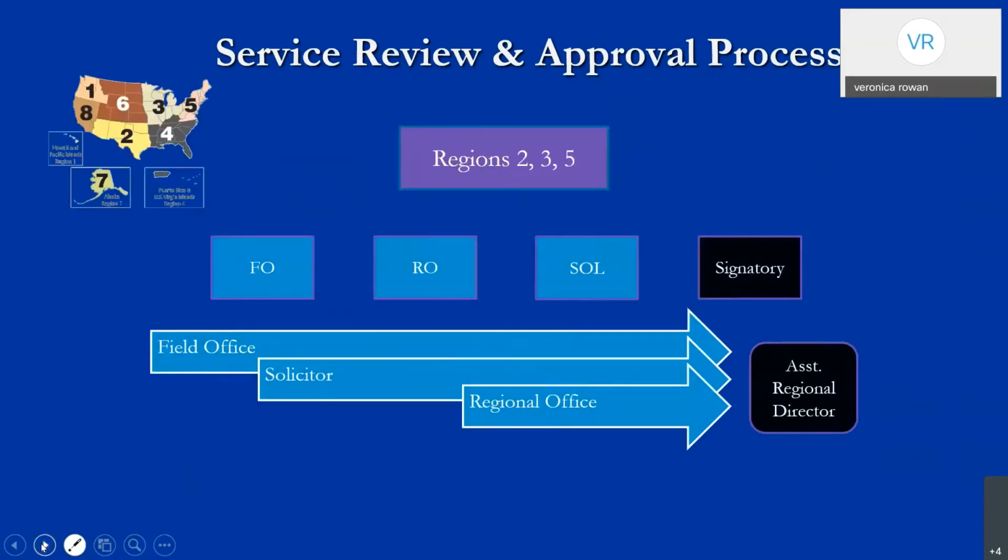Here we have the Region 2, 3, 5 approval process. I imagine this looks a little less complicated. It still always starts out at the field, and it looks like the solicitor and the regional office get to take a crack at it. And this signatory is actually the assistant regional director for these regions, for these particular banks.